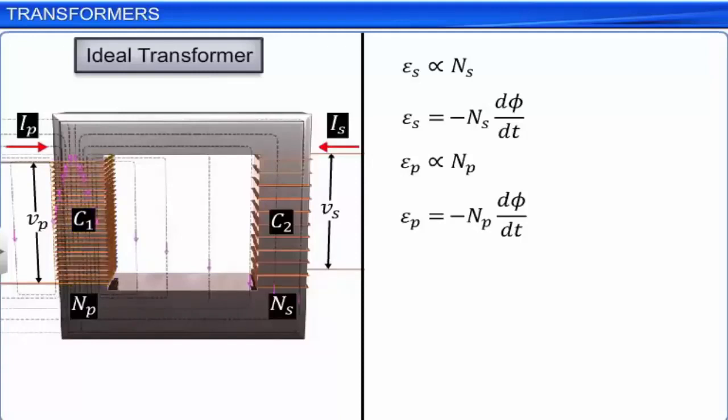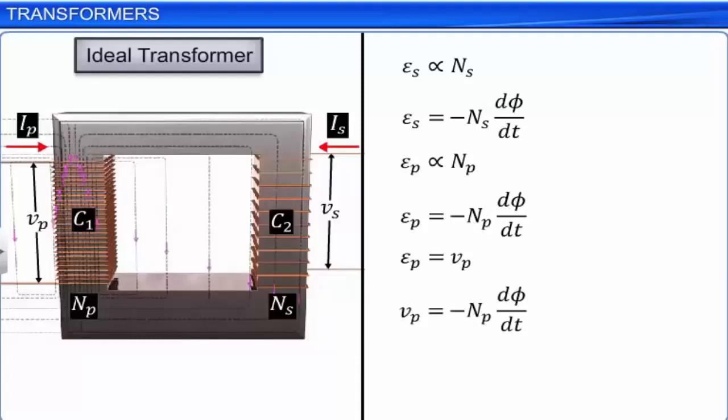For an ideal transformer, the primary coil has zero or negligible resistance. Therefore, the induced EMF Ep is equal to the voltage across the primary Vp. Hence, we get Vp is equal to minus Np into d phi by dt. Let this be equation 1.